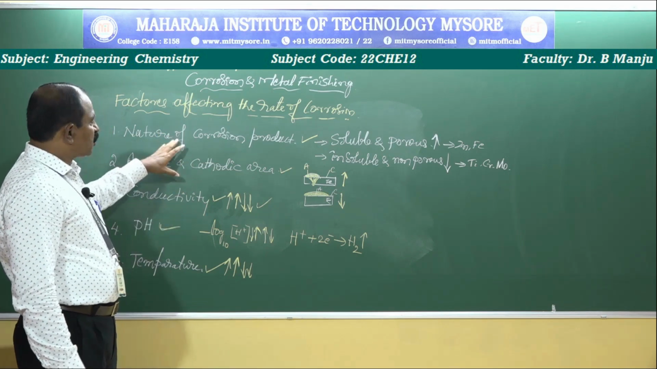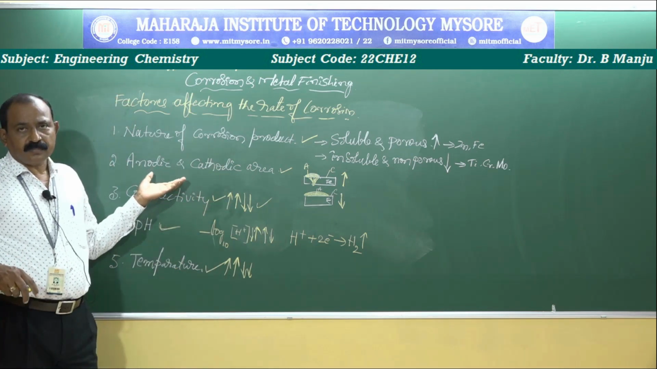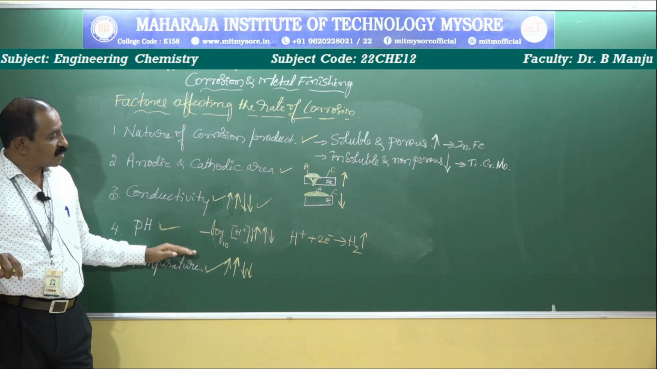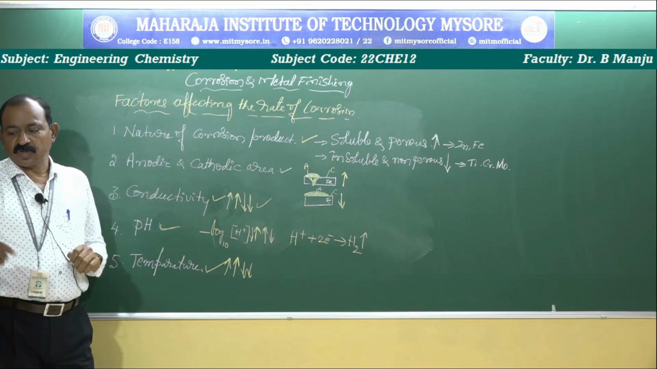Now, the remaining portion of this corrosion chapter, prevention of corrosion, we are going to take up in the next class. Okay. That is about the factors affecting the rate of corrosion.